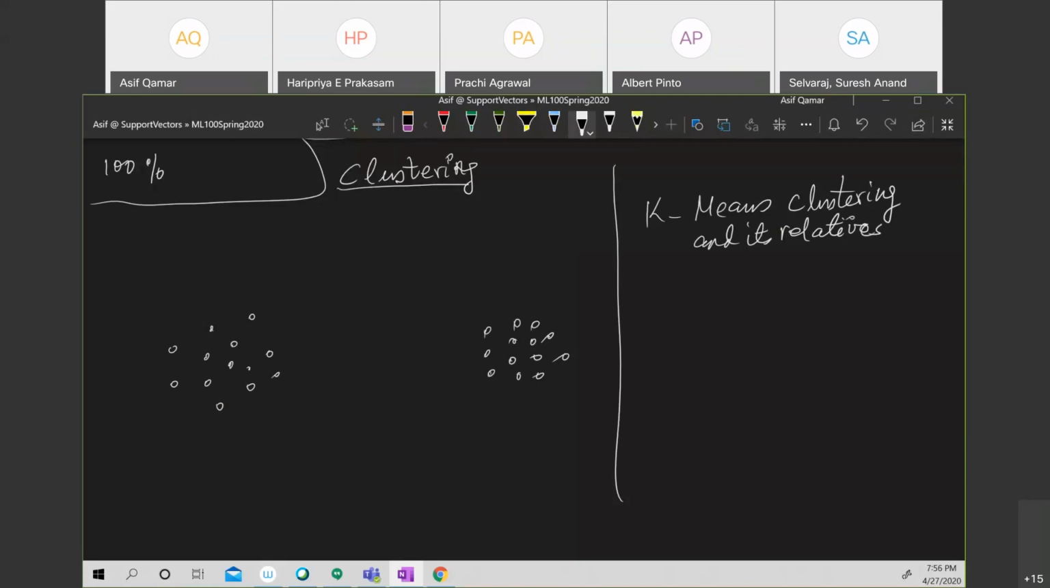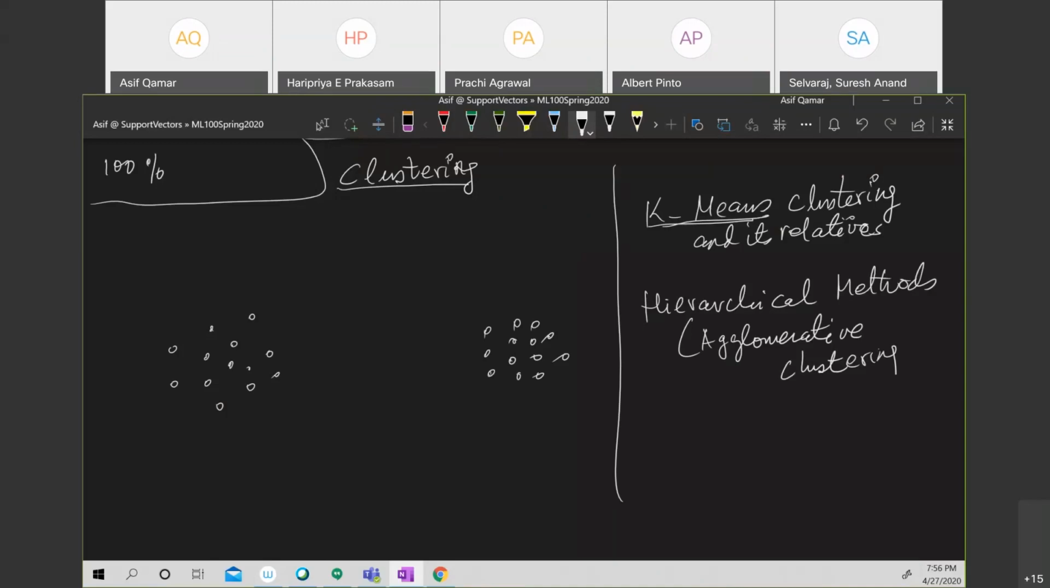So k-means is the original clustering method, very simple, the most often used method because of its sheer simplicity. It is to clustering what linear regression or logistic regression are to predictive modeling. Then we will learn about hierarchical methods, or agglomerative clustering, and we will also learn about a third class of clustering methods called density-based clustering.